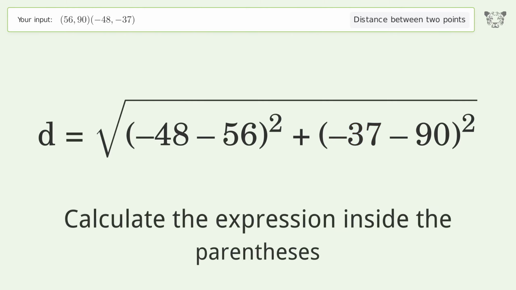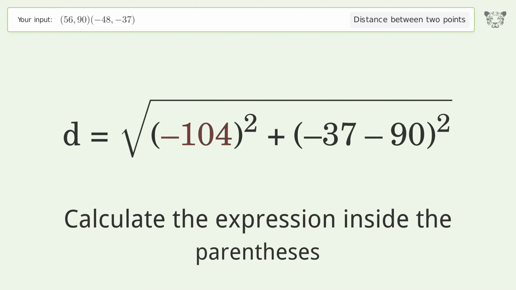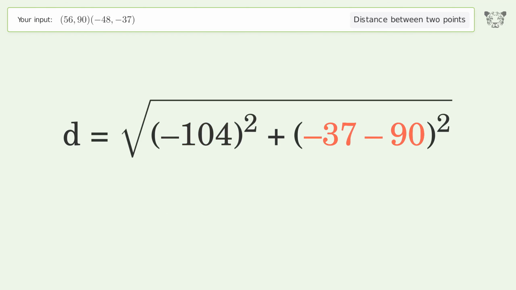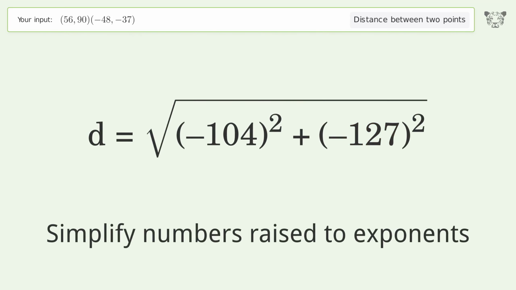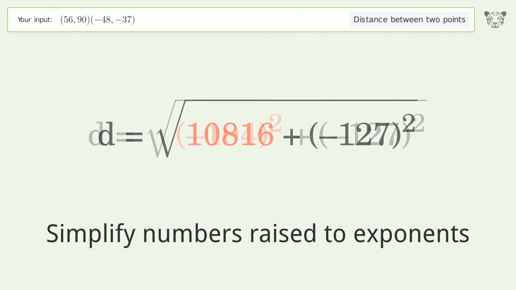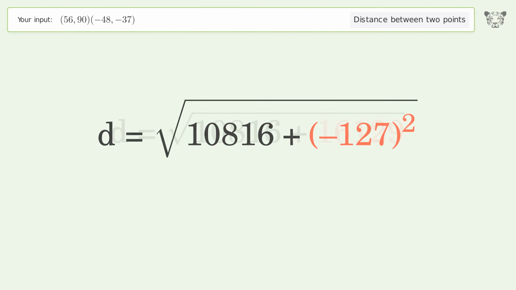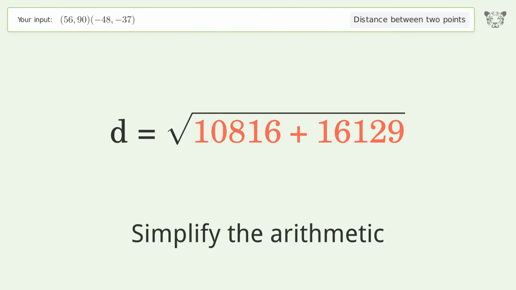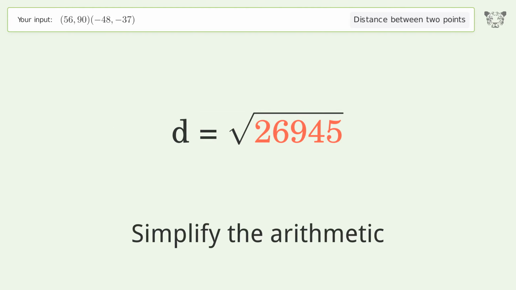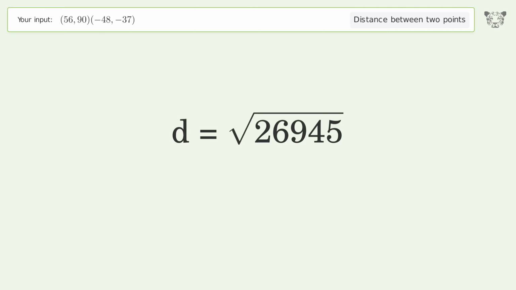Calculate the expression inside the parentheses. Simplify numbers raised to exponents. Simplify the arithmetic. And so the distance between the 2 points is the square root of 26,945 or 164.149.